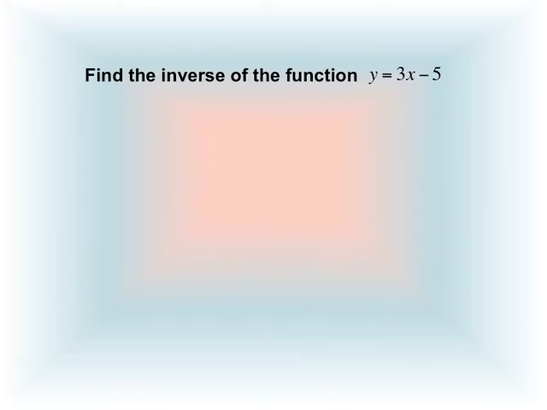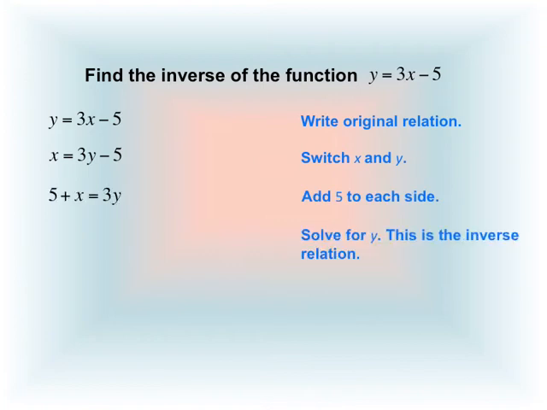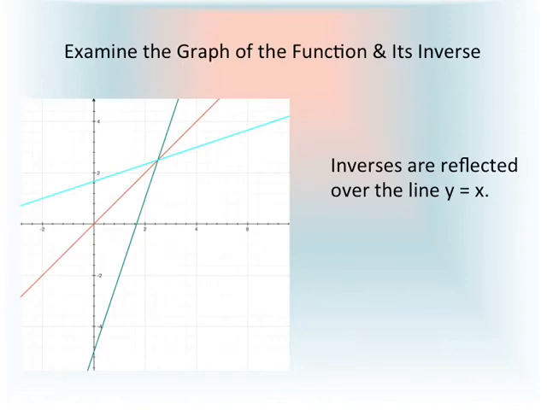In this example, we're going to find the inverse of the function y equals 3x minus 5. The first thing we'll do is write the linear function, and we're going to switch the x and y variables. Now we are going to start to solve for y, and when we're finished, we get the inverse is y equals (x plus 5) divided by 3.